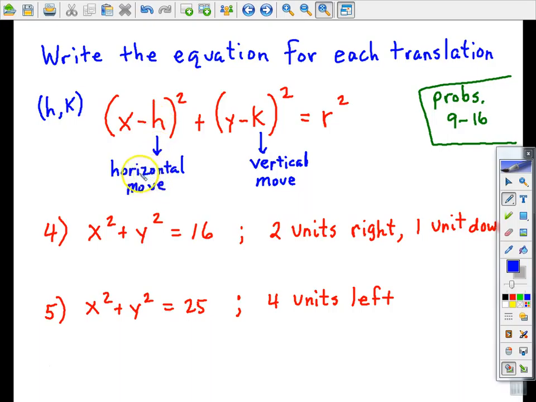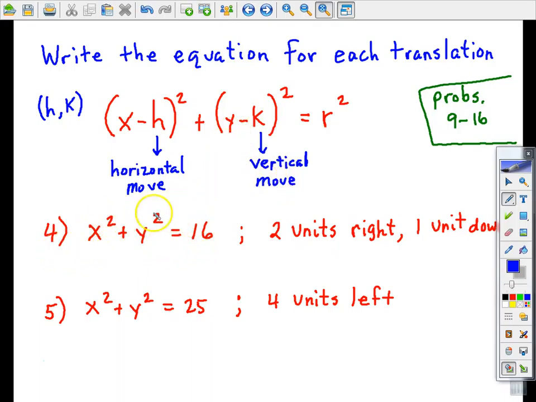h being your movement horizontally. So if you're going to move to the right with the graph, then h would be a positive number. And if you're going to move to the left, then h would be a negative number. All right? So the number k stands for, or will be replaced with, whatever movement is done vertically. So an upward move means that k has to be a positive number. A downward move means that k has to be a negative number. So let's see how this works.